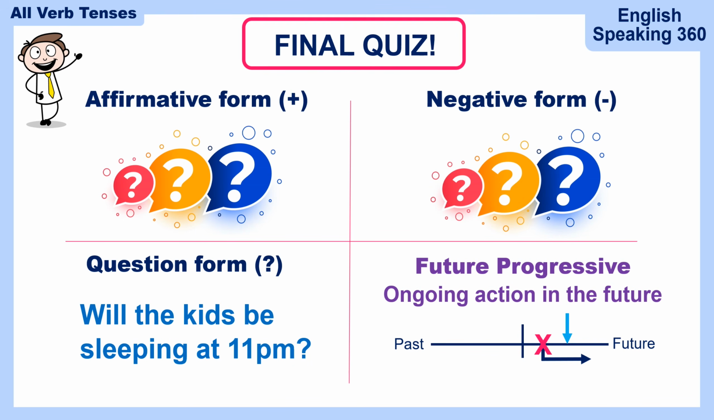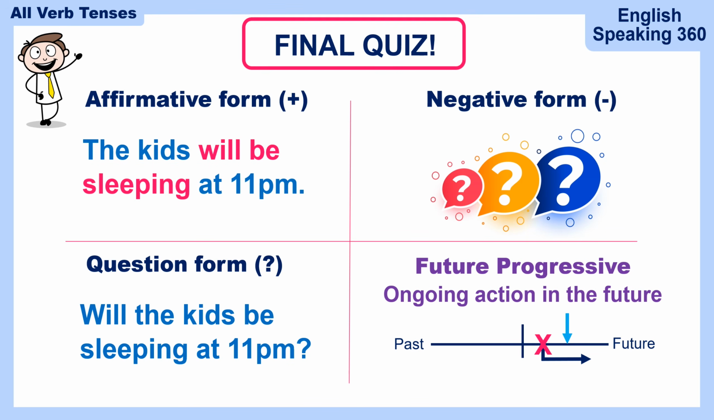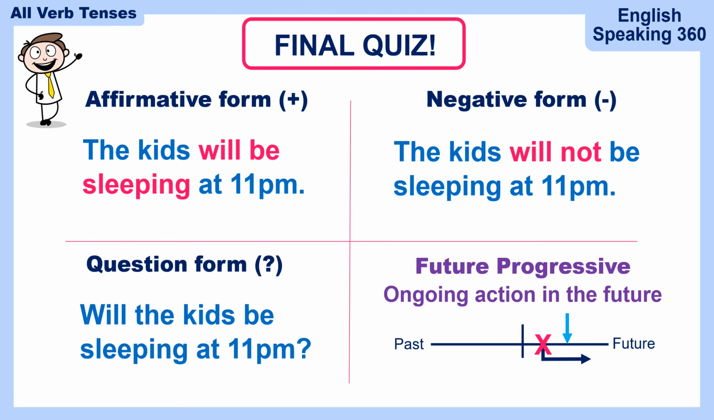Future progressive. Will the kids be sleeping at 11 p.m.? Affirmative form? The kids will be sleeping at 11 p.m. How about the negative form? The kids will not be sleeping at 11 p.m. or the kids won't be sleeping at 11 p.m.